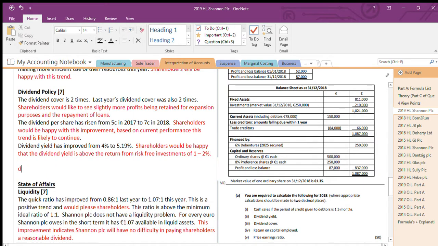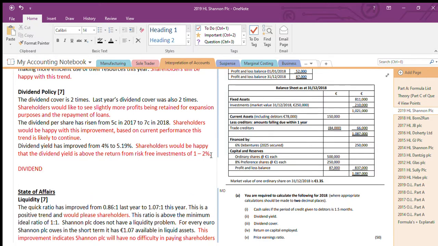Again, for dividend policy, dividend is my second paragraph. So for dividend policy, I have my dividend cover, I have my dividend per share, which is DPS. Now my keyboard is a little flaky sometimes, so some of these mightn't come out. And finally, I have my dividend yield.